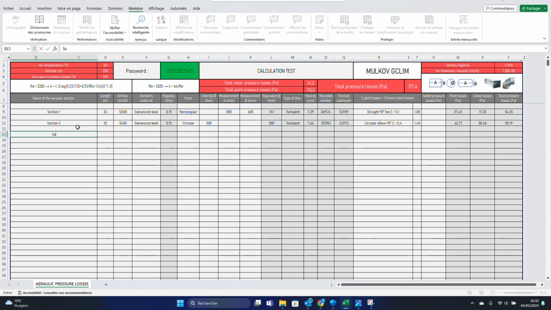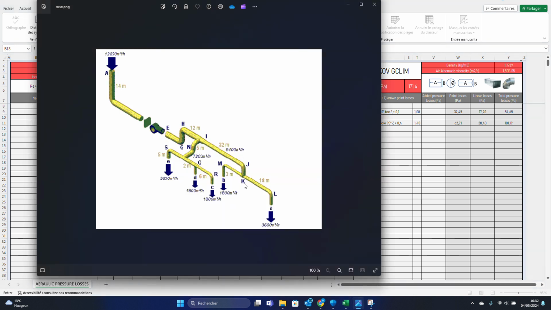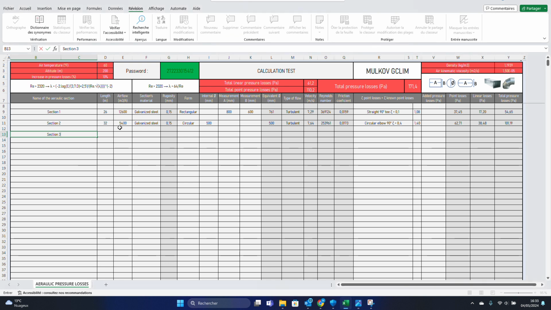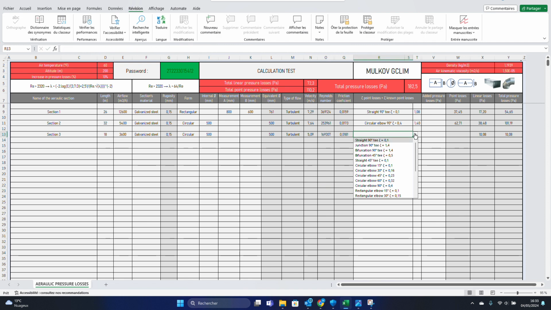We can make the section 3. Section 3 is just one elbow and 18 meters of duct with a flow of 3,600. It's still galvanized steel, circular, the same internal diameter, and just one circular elbow of 90 degrees. At this moment, the calculation of our installation is already finished.